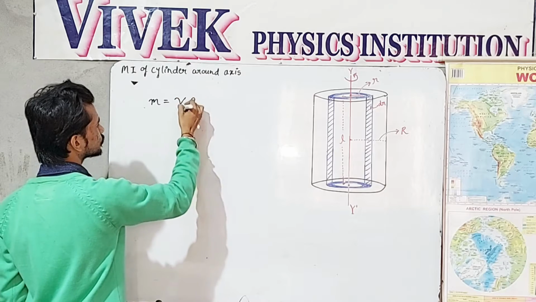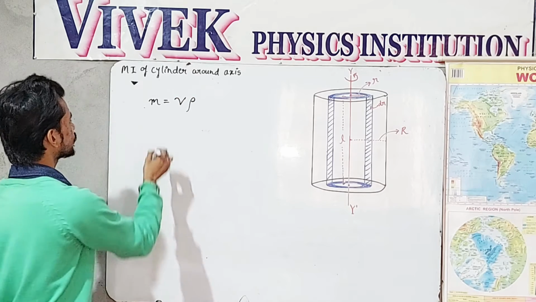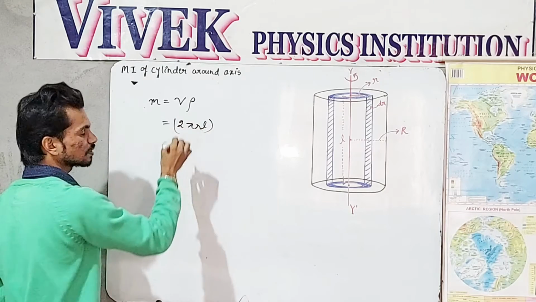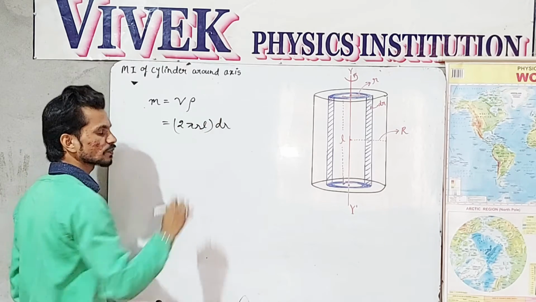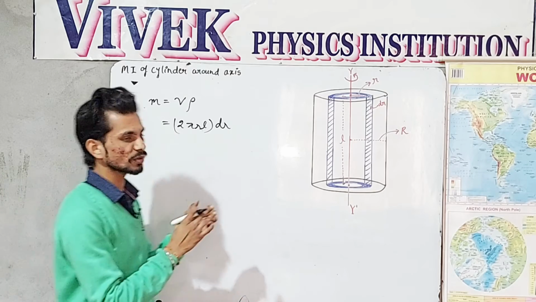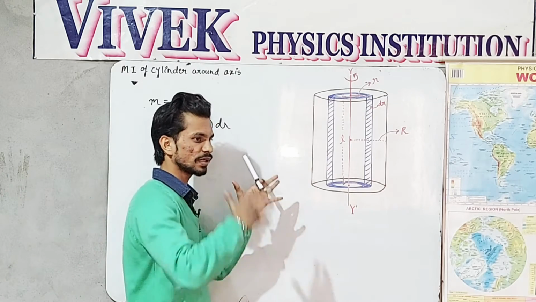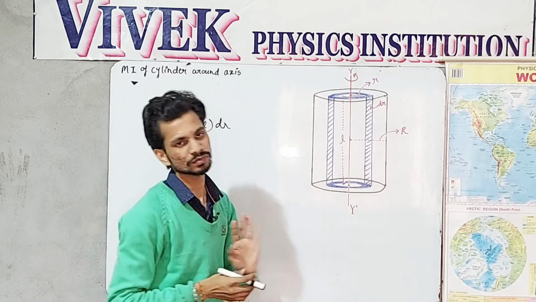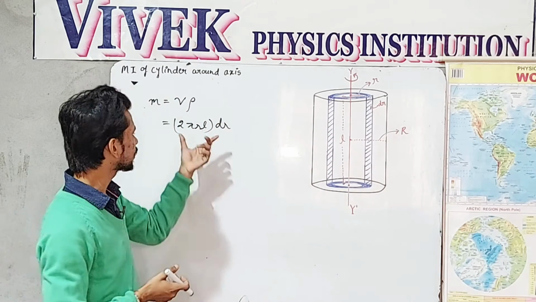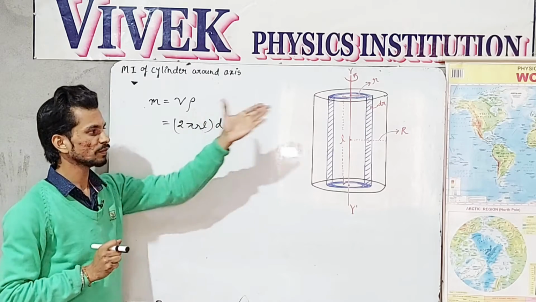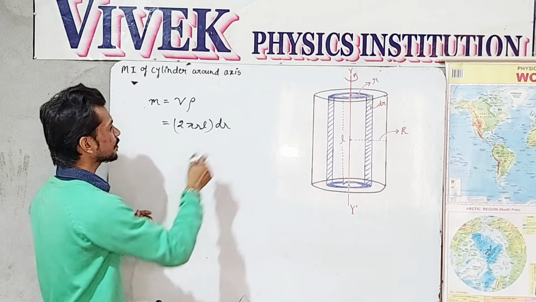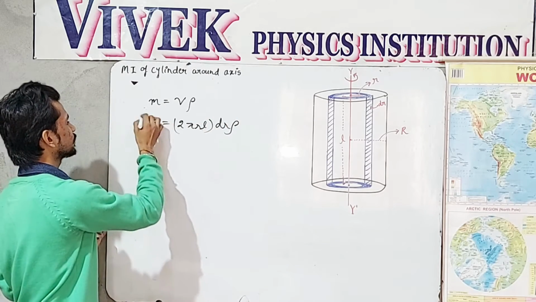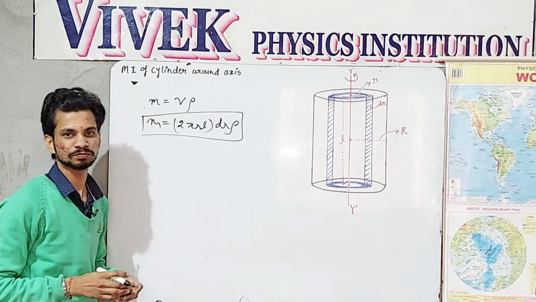That will be the volume times rho. The volume of the cylindrical cell would be 2 pi R L times its width. This is the area of the cylinder, because you know the curved surface area of the cylinder is 2 pi R L, and if we multiply with the width of this cylindrical cell, then I will get the volume of the particular cylindrical cell. If I multiply this volume with rho, then this becomes the mass of the cylindrical cell.